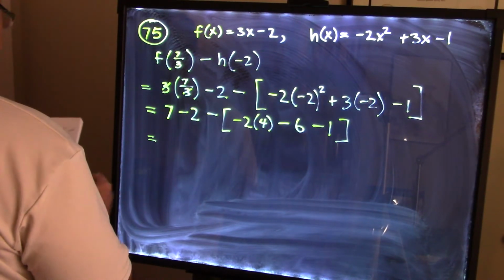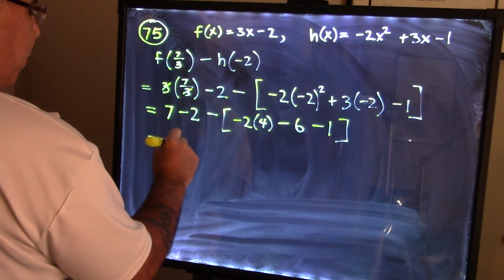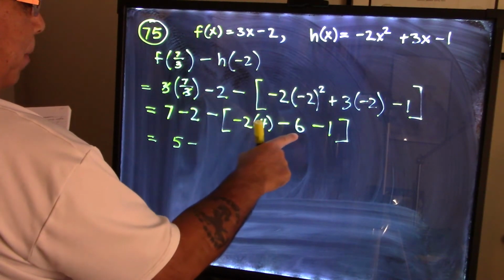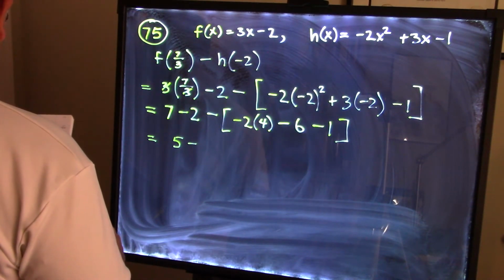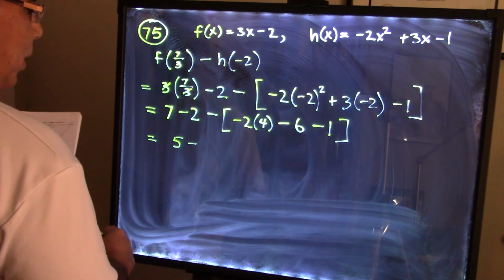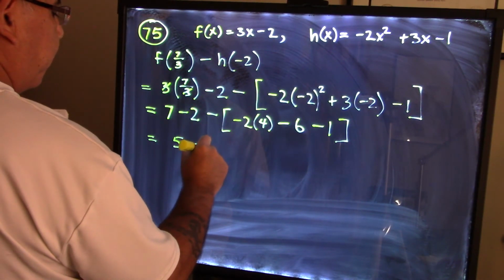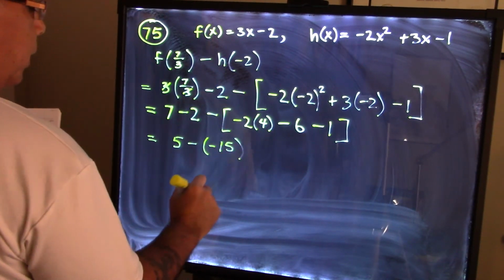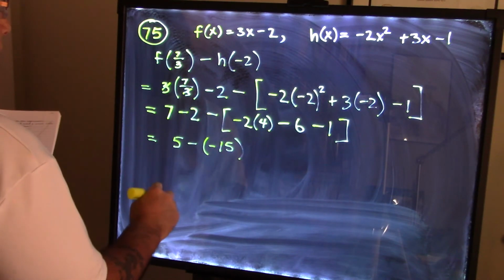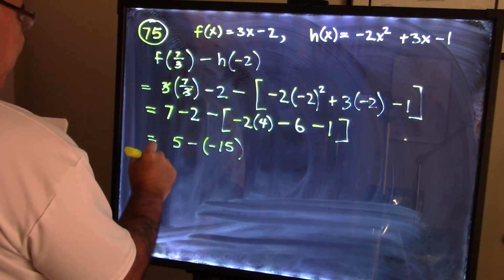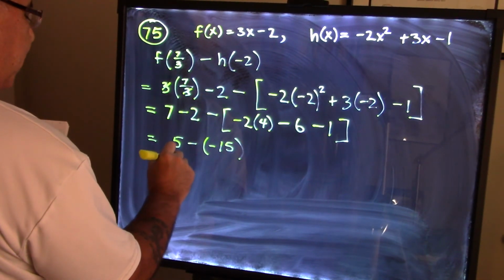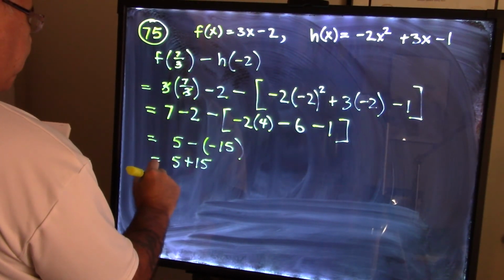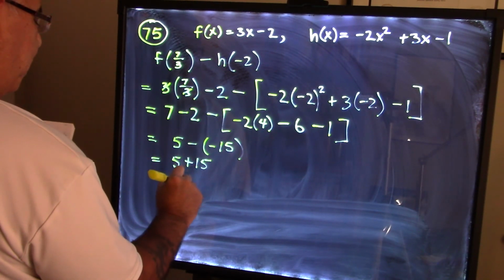So 7 minus 2 is 5. Minus, then we've got negative 8 minus 6 minus 1. That's minus 15. So this is minus, a minus is plus, and that's 5 plus 15, which of course equals 20.